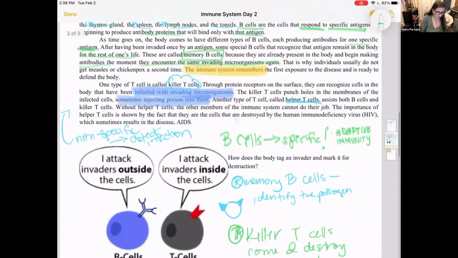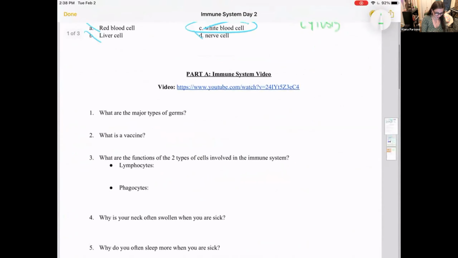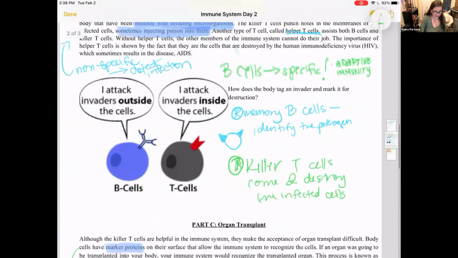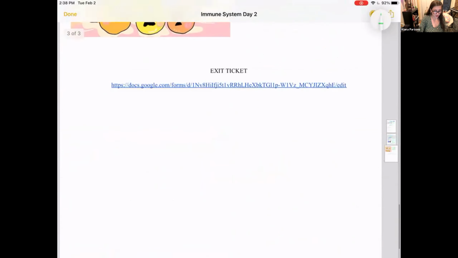And we went through and talked about the immune system watching the super cute Kids Health video. We read about B and T cells. We talked about organ transplants.